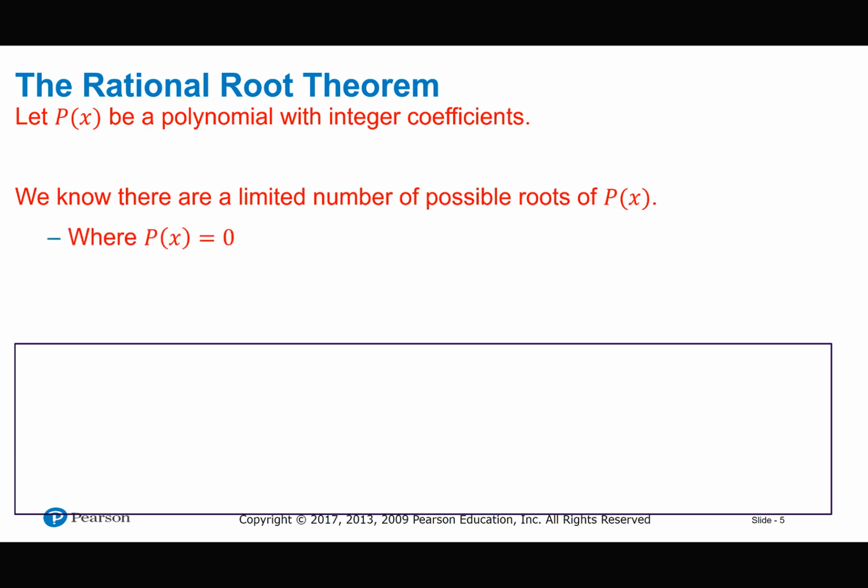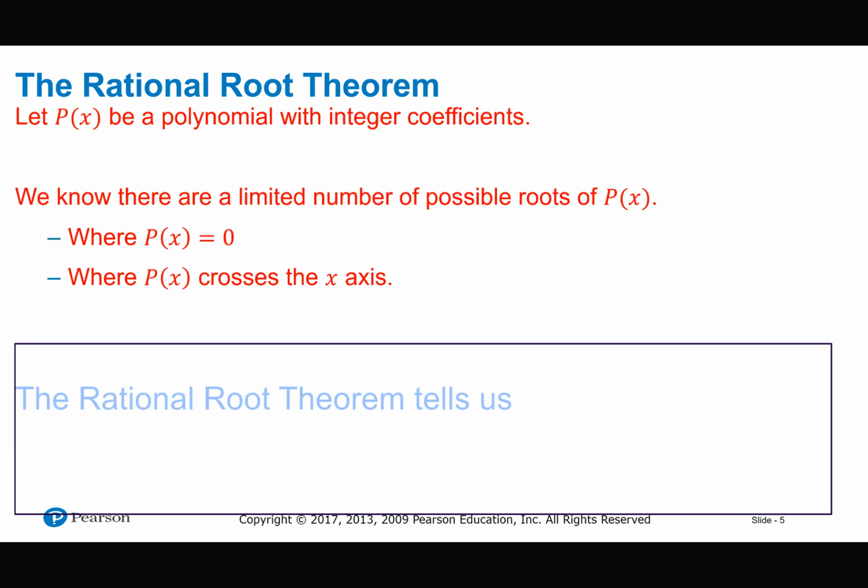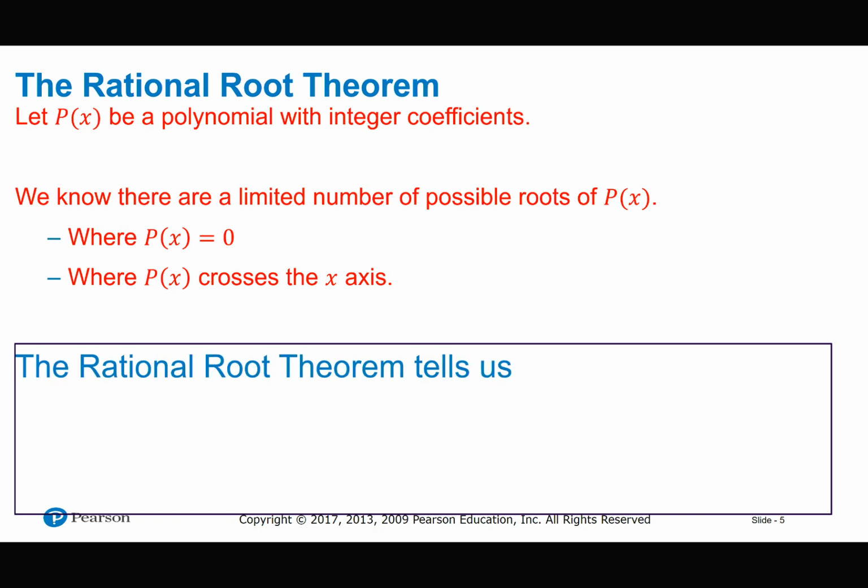We know our roots are going to be wherever our polynomial crosses the x-axis, where it's equal to 0. Same thing where it crosses the x-axis. So what we have is called the rational root theorem. What does rational mean again? We see rational all the time in math. What does rational mean? So we're going to talk about rational coefficients versus integer coefficients. What's the difference between a rational and an integer coefficient?